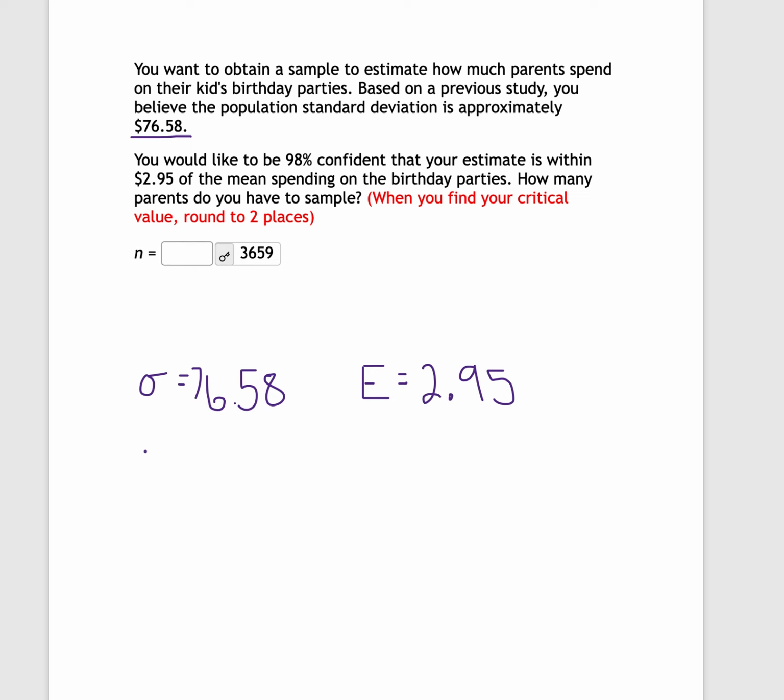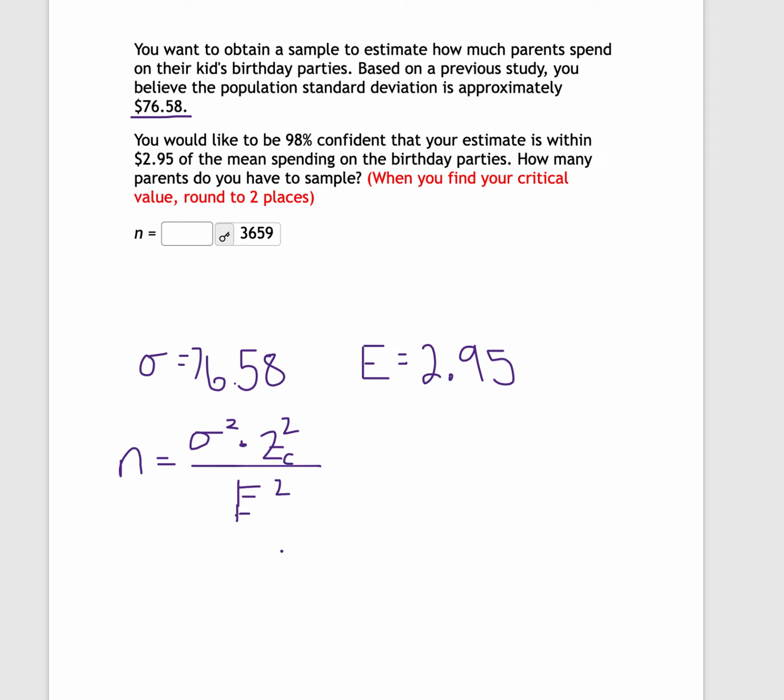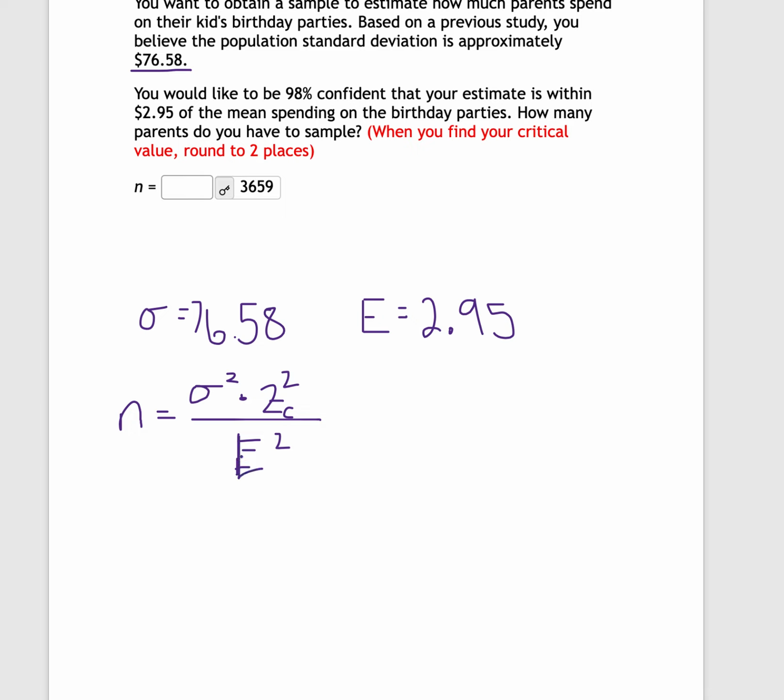So when you're looking for a sample size and you know what the population standard deviation is and you're looking for the sample size for means, the formula is sigma squared times your z critical squared all over your error squared. So other than plugging this information into the formula, really the only other thing that we have to do is find our z critical. And our z critical is that cutoff point that we're looking for when we're making our confidence interval.